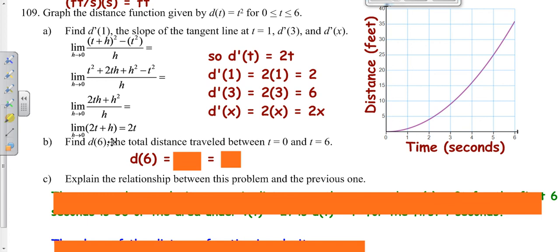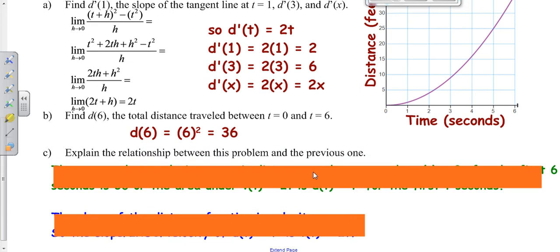Then it wants down here to find the total distance. Sorry, not the total distance under your curve, the total distance. So we have to go up to our distance function and plug in our 6. 6 squared is 36. So our distance for the first 6 seconds is 36.